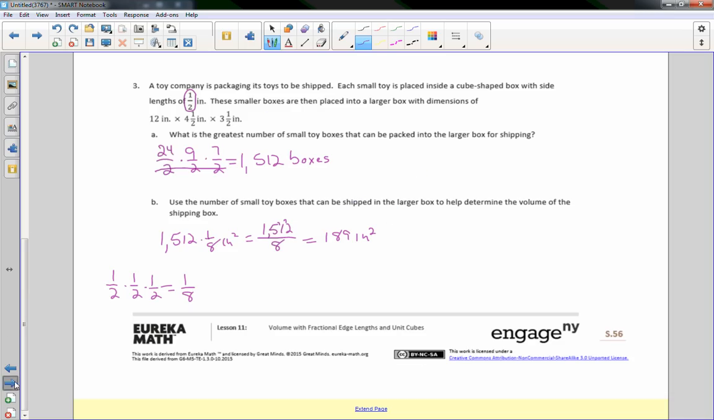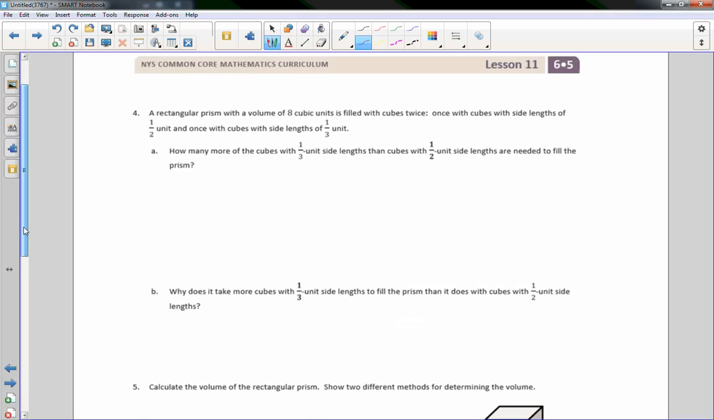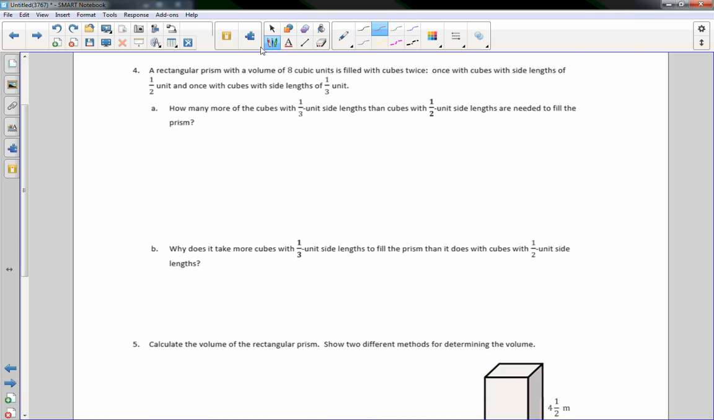Okay. Number 4. A rectangular prism with a volume of 8 cubic units is filled with cubes twice. Once with cubes with side lengths of 1/2, once with cubes with side lengths of 1/3. How many more cubes with 1/3 unit side lengths than cubes with 1/2 unit side lengths are needed to fill the prism? So again, the way I explained this was, if we have a square that's 1 by 1, and we cut it into halves, then this will be half the distance this way, half the distance this way, and it actually turns it into fourths.